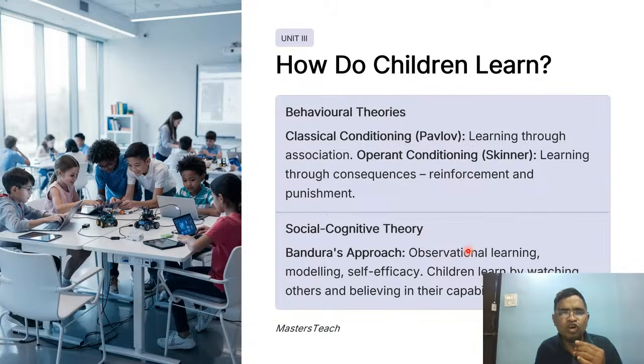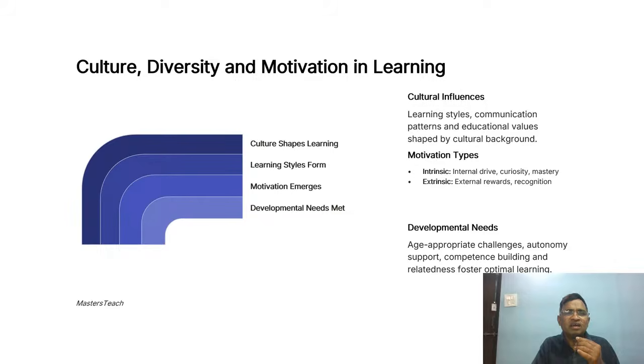Then social cognitive theory, which is given by Bandura's approach: observational learning, modeling, and self-efficacy. A child learns by watching others and believing in their capabilities. Then culture and diversity in motivation and learning. Culture shapes learning, learning styles form, motivation emerges, then developmental needs are met.